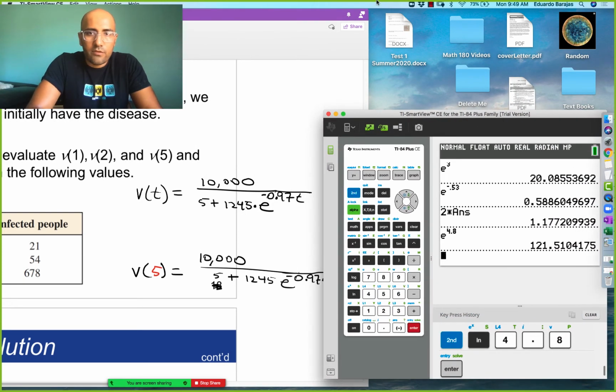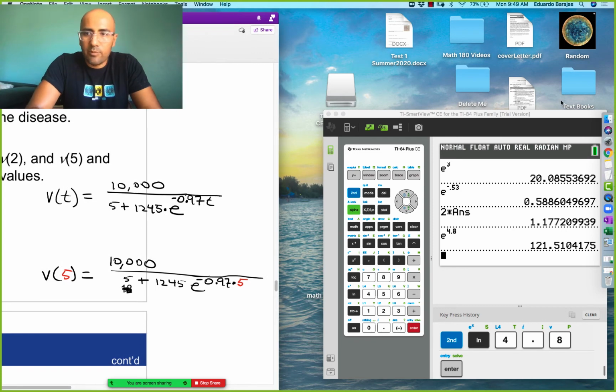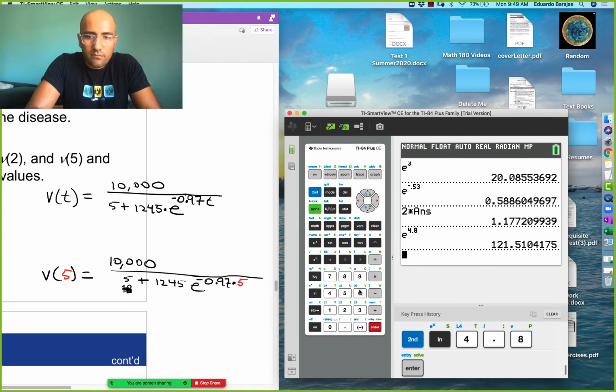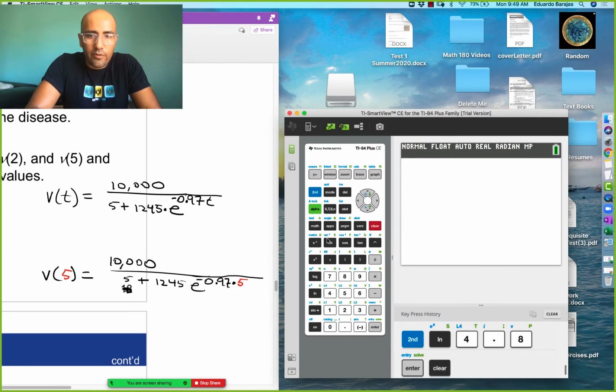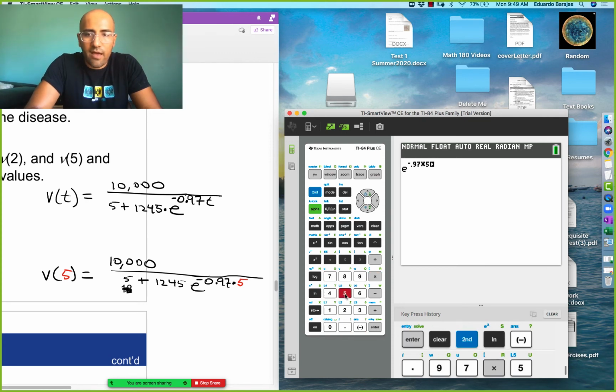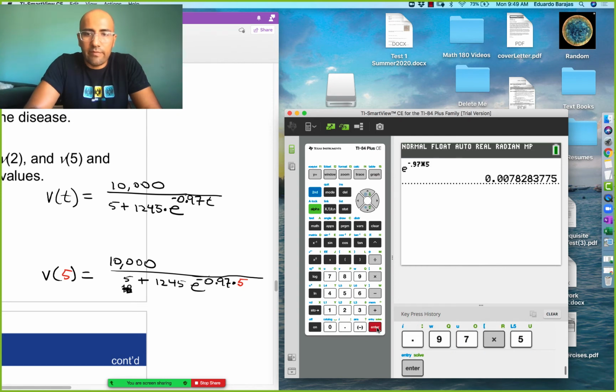To unravel this whole thing, I'm going to start off with the exponential part of it. So clear, I'm going to start off with e to the power of, and then this product, which will be negative 0.97 times 5. I'll get an answer from there. And then I want to multiply that answer.